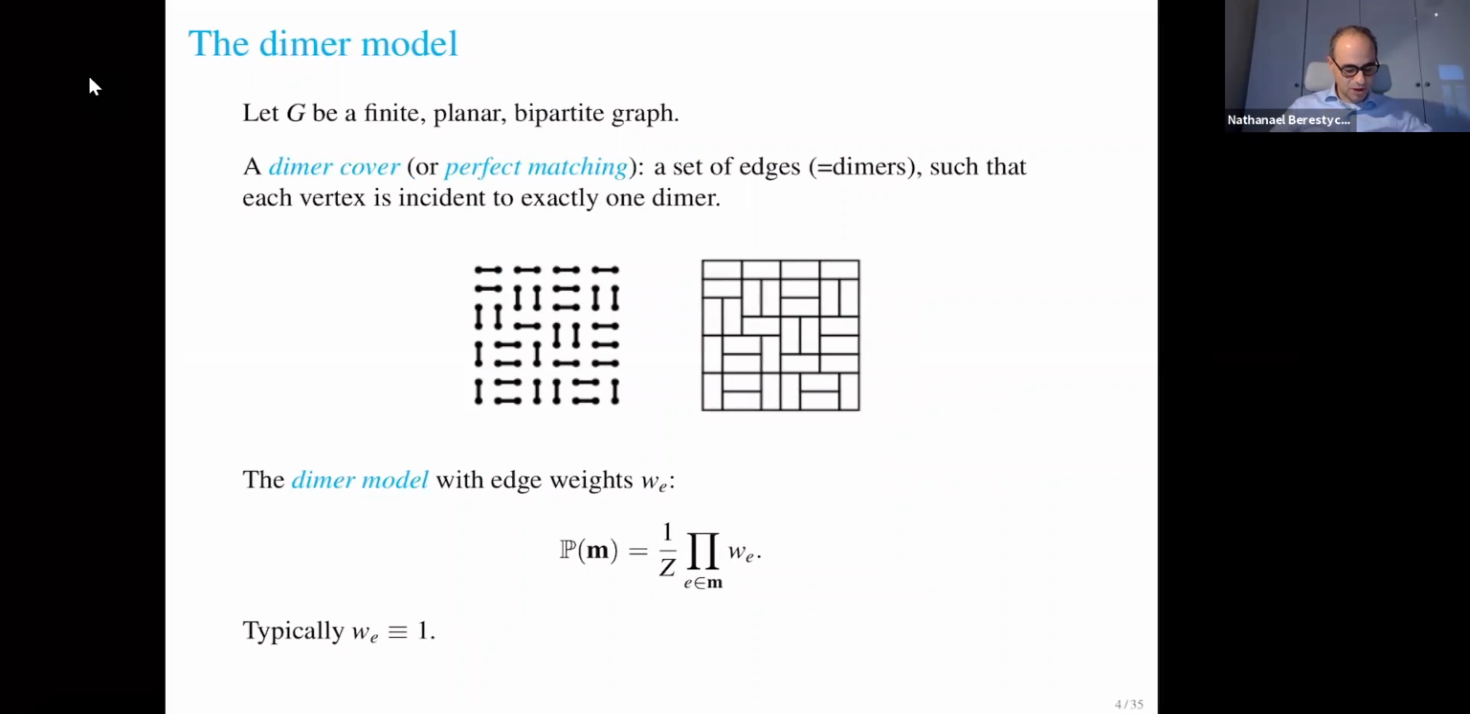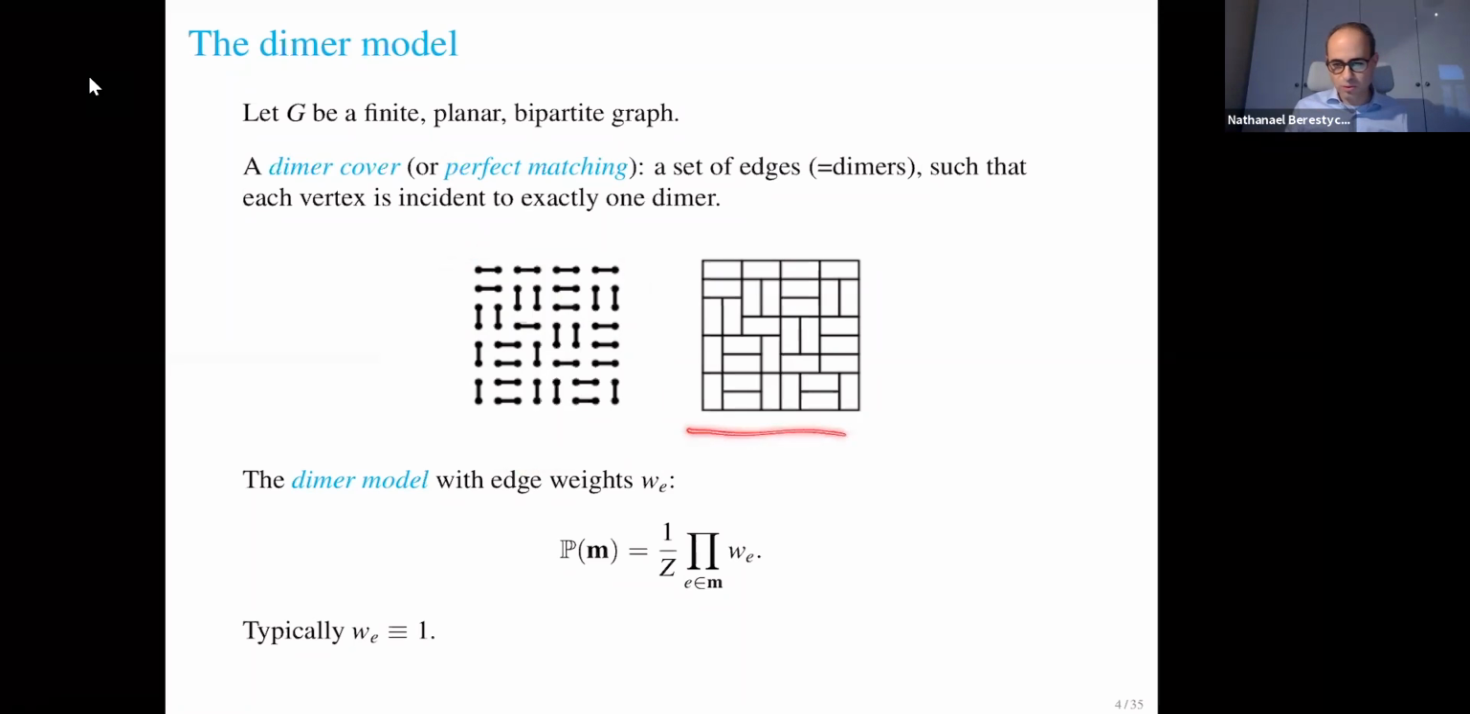So we're going to take some finite graph, G, and we're going to take it to be finite, planar, and bipartite, although it doesn't really need to be bipartite, but for some of what I'm going to say, it's important. So bipartite means that you can color the vertices black and white in such a way that two vertices of the same color are not adjacent. So what is a Dimer cover? It's just a subset of the edges of the graph, which we call dimers, such that every vertex is incident to exactly one dimer. Okay, so here's an example of a Dimer configuration on a piece of the square lattice.